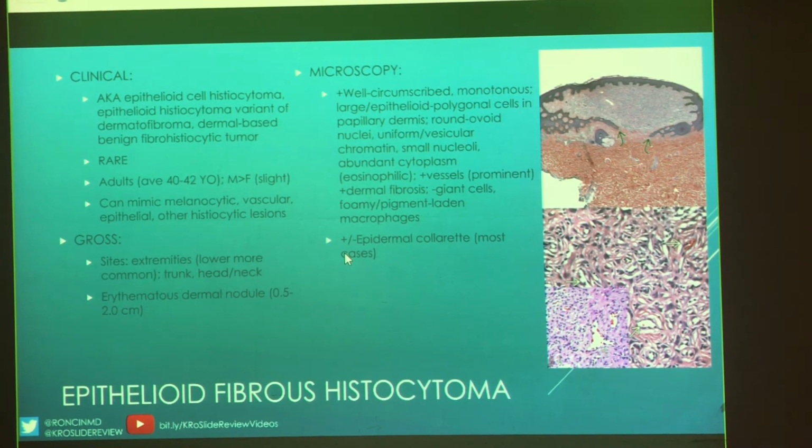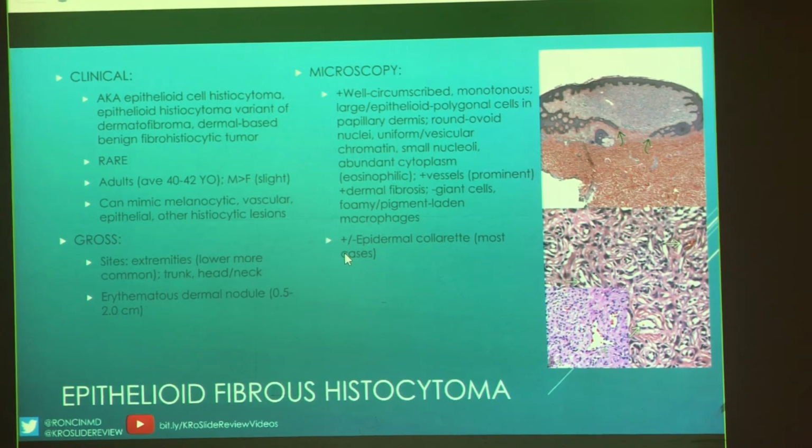The chromatin can often be vesicular. They have very small nucleoli, so even at high power, they were relatively inconspicuous. The cytoplasm should be eosinophilic and abundant, which it was, and you should have very prominent vessels. You can also see prominent dermal fibrosis, and I think that was part of the concern with our cases. We had a very superficial biopsy, so that could be part of the reason why there wasn't super prominent fibrosis.